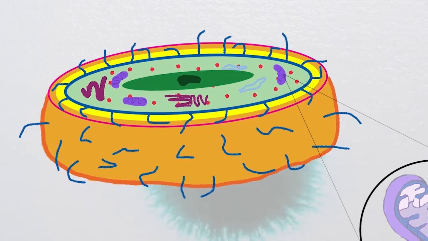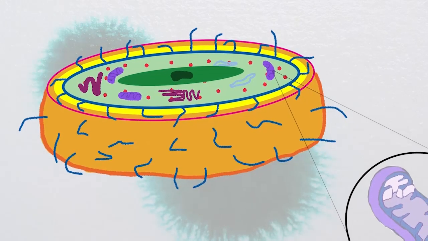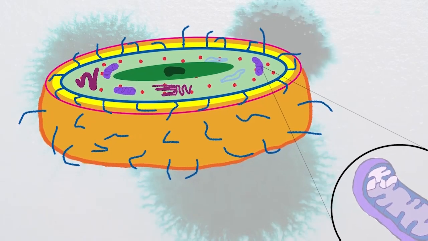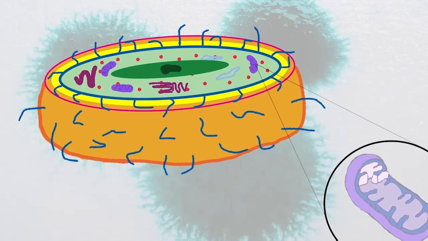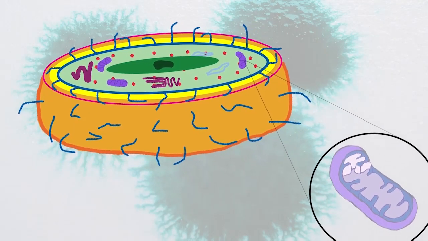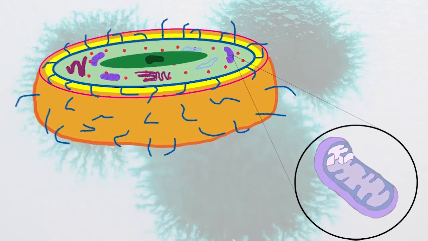When a plant cell needs energy, the cell will extract it from the glucose. The process of extracting energy from glucose is called cellular respiration. There are two main types of cellular respiration: aerobic, which uses oxygen, and anaerobic, which does not use oxygen.